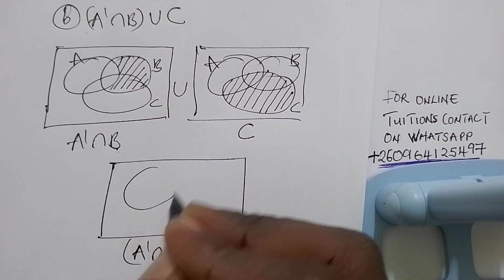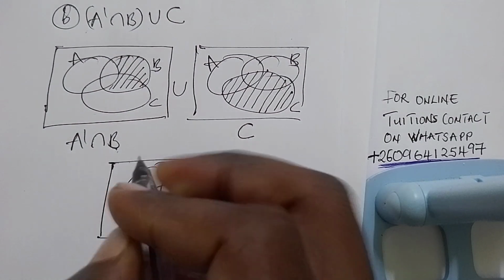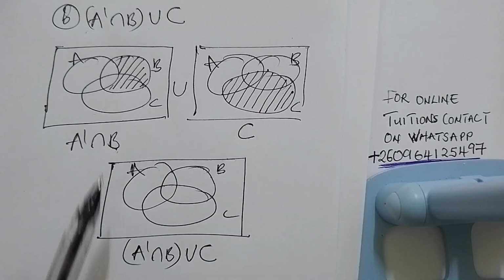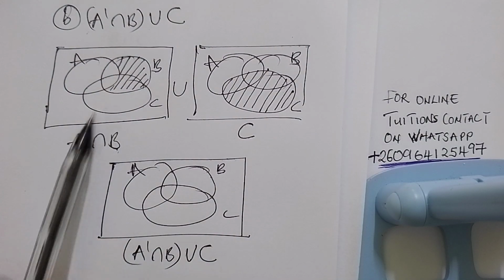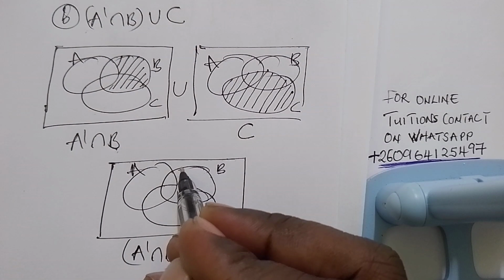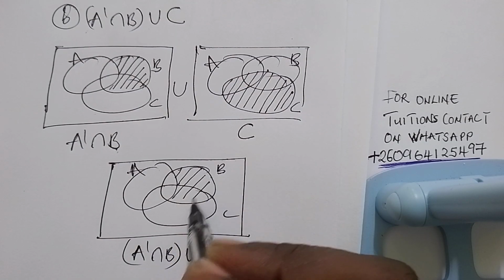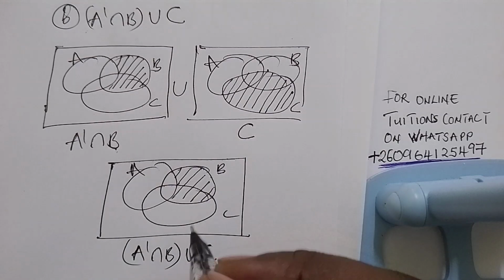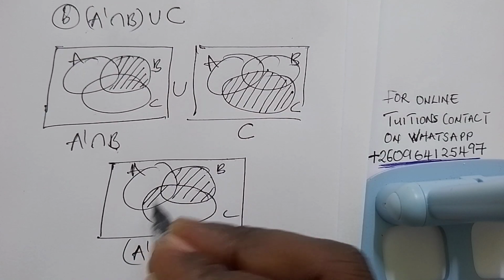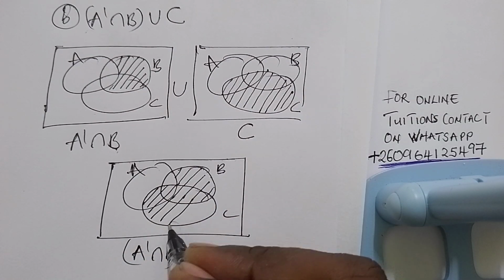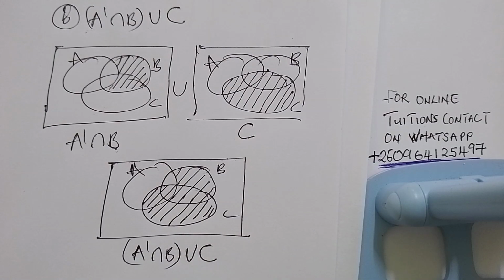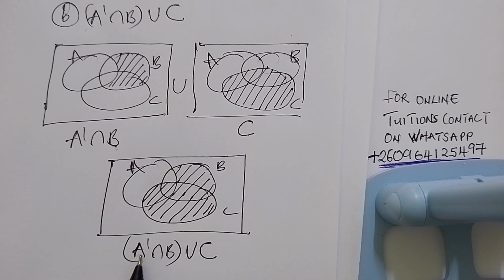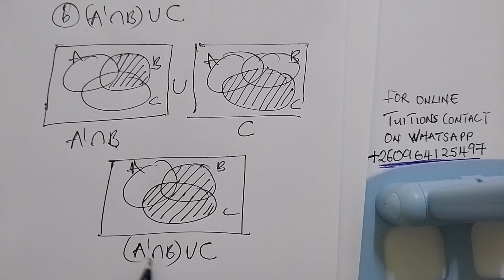You get A, B, and C. A, B, and C. So this is the shading we have for this diagram. So we shade it. Then the other one is the shading. You shade on the same diagram. Okay. So the shading that we have here is now A complement intersection B union C. That's the way we're supposed to do it.